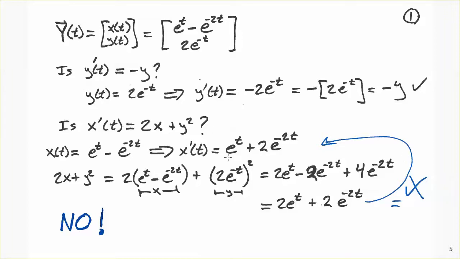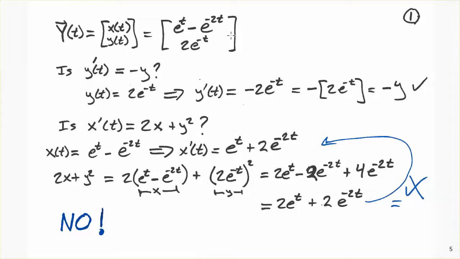And does that equal e to the t plus 2e to the minus 2t? Well, not quite. We're off by an e to the t. That's a bummer. So that's not true. So this is not a solution. It doesn't solve the system because it doesn't solve both of them simultaneously.